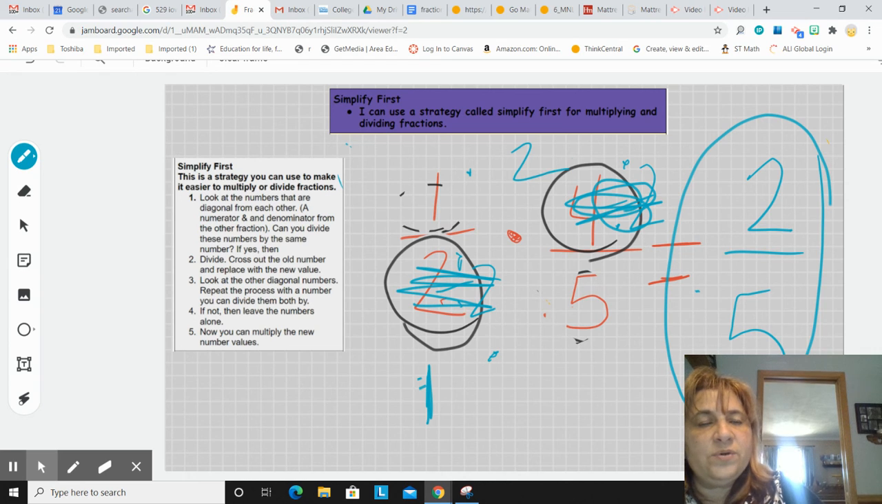All right, so take a look at your steps here today. Step 4 was for the situation where we didn't have one that matched. Go ahead and read through this yourself, and you'll be able to practice simplifying first before you multiply your fractions today.